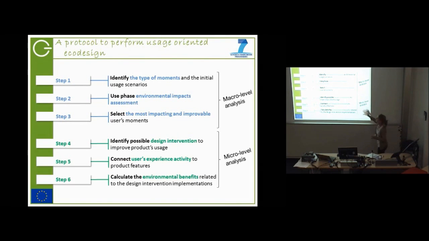And then the last three steps, step 4 to step 6, are a micro level analysis of the use phase, and this will help the identification of design solutions for the product and connect user experience activity to product features. Then the final step aims to calculate the overall environmental benefits of the solution that have been retained for the project.